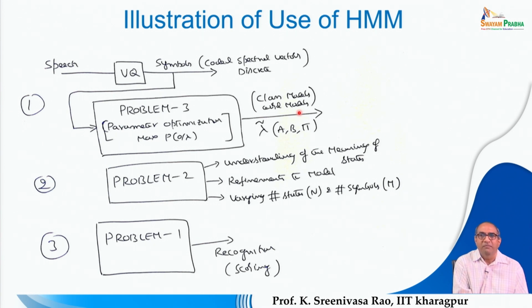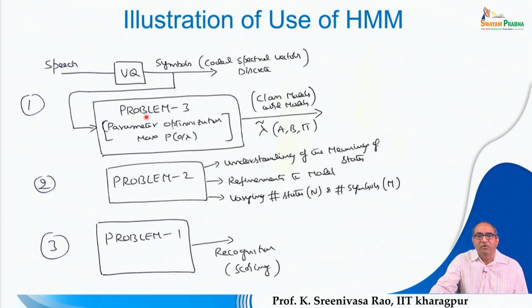So, that way you can realize this using 3 states, that is a closed state, an open state, then the burst of air or aspiration of air that comes out can be modeled. So, that way, depending upon the sound unit, you can model each sound unit with the appropriate number of states, right. So, that way problem 3 will be used for building the model, and as I mentioned, problem 2 is meant for understanding the meaning of states.